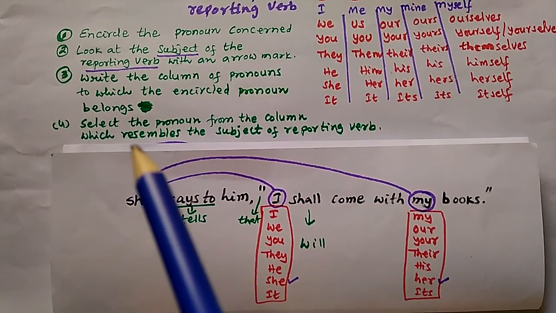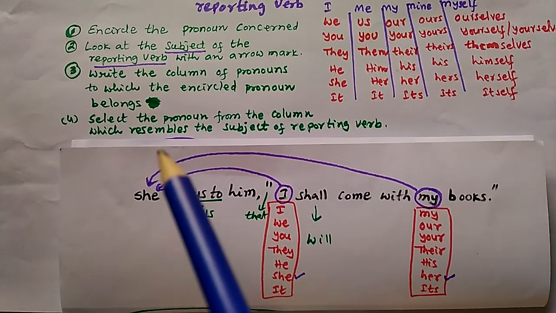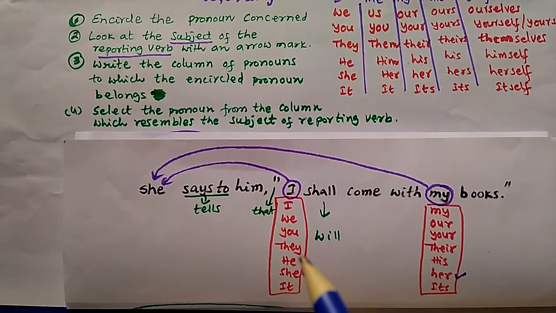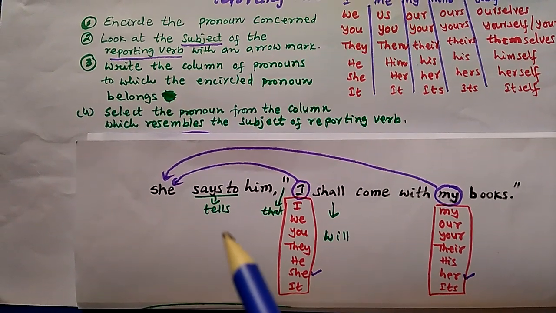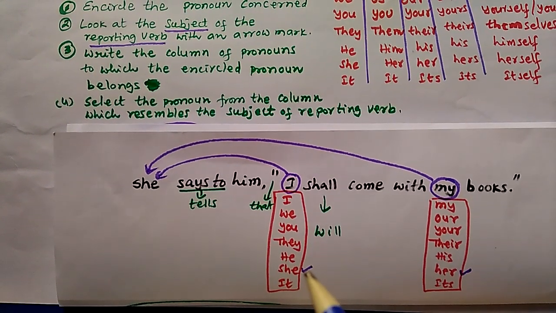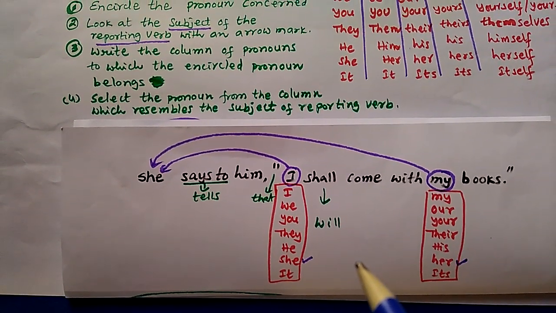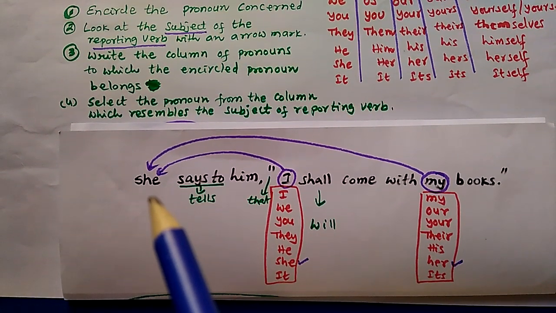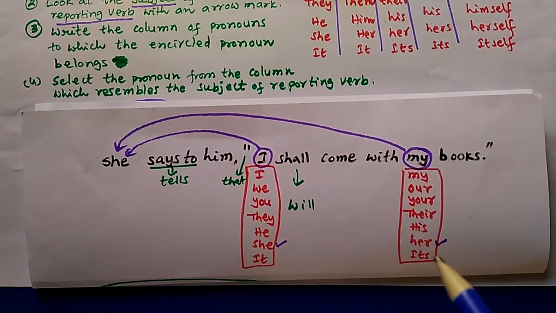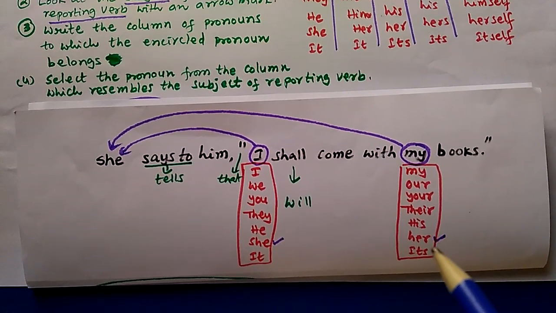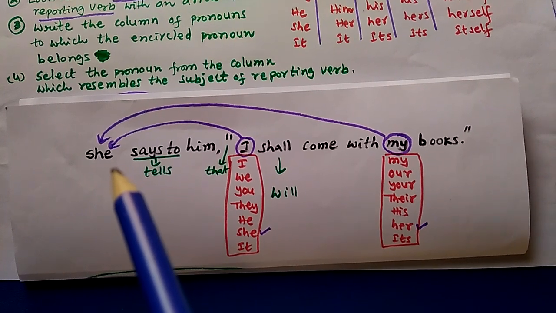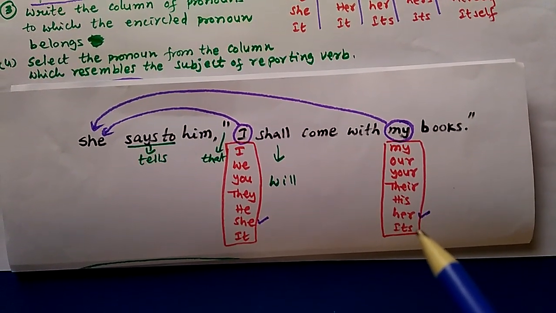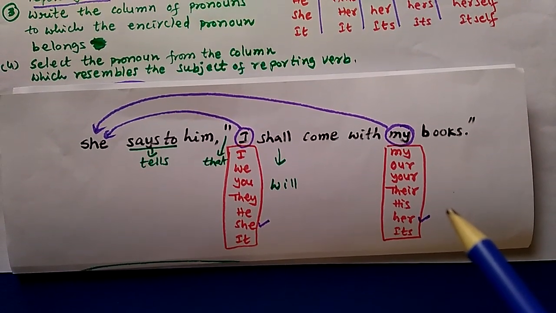And then the fourth rule: select the pronoun from the column which resembles the subject of the reporting verb. Here the subject is she. In this column she is there, so we put a tick mark. And here my is there. My looked at this subject, but this she is not here. But some pronoun here resembles this subject she. So she here resembles her in some way. So her is given a tick mark.